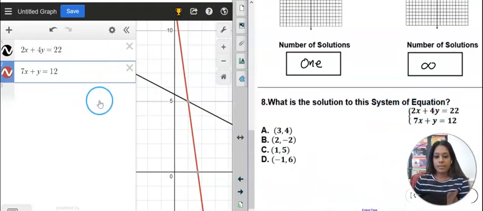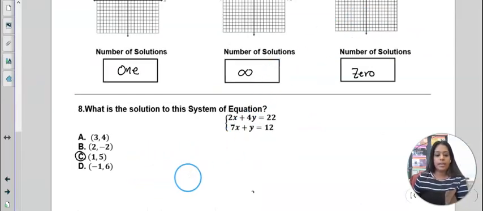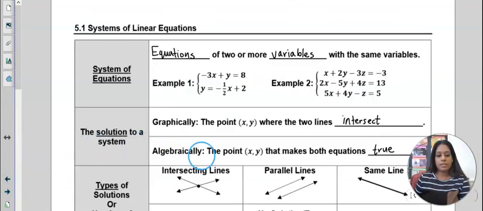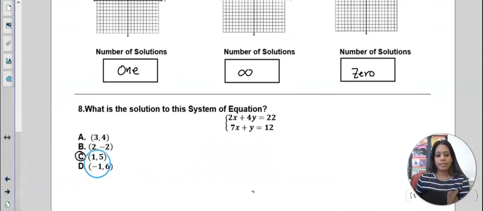Okay? And then here's the last example. I graphed it in Desmos, and I'm just going to click where they cross each other. They cross at 1, 5. With this example, since Desmos already gave the answer, I do want to show you algebraically how this solution works for this system of equations, because on the previous page I showed you that algebraically it makes both of the equations true. So how does that really work out when you have the solution right here?